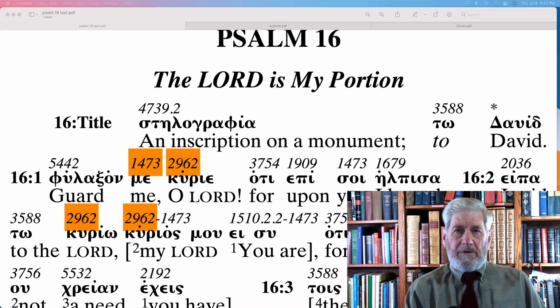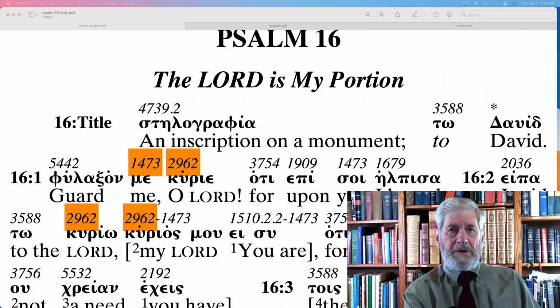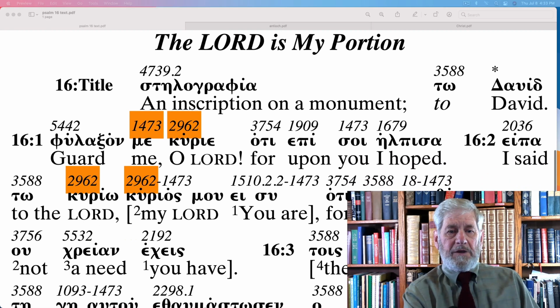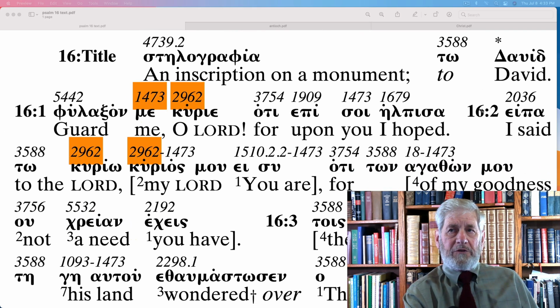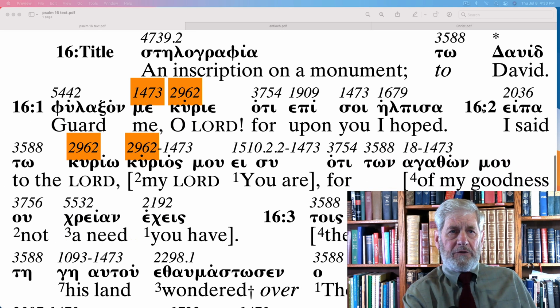Going into Psalm 16 now, we see the Lord is my portion. It says an inscription, a stylographia, writing, loga, graphia, words, and a stele is a monument, like the Washington Monument, some sort of a monument. So an inscription on a monument attributed to David. So apparently there was someplace in Israel that this monument existed.